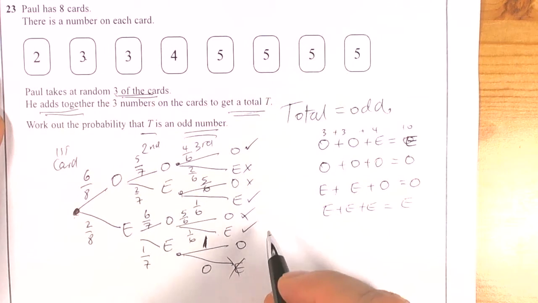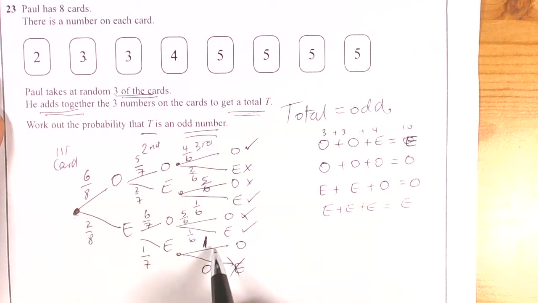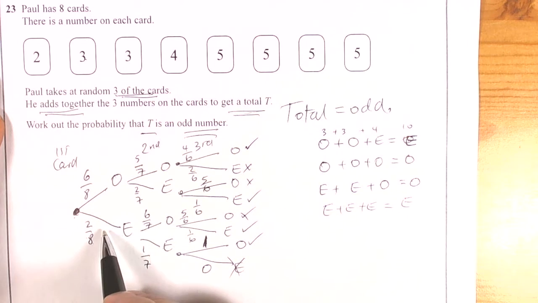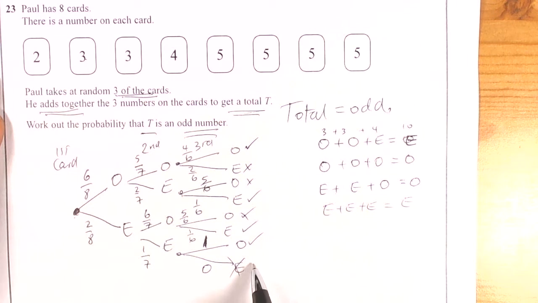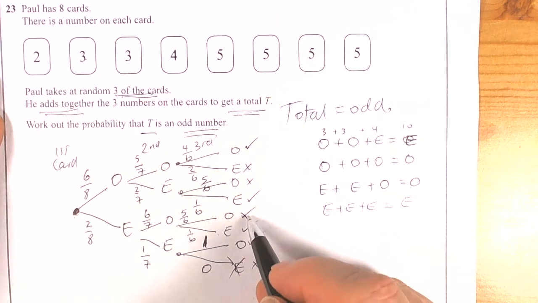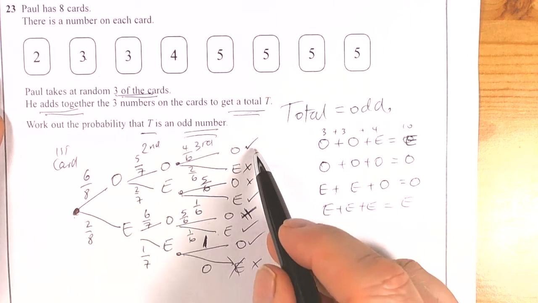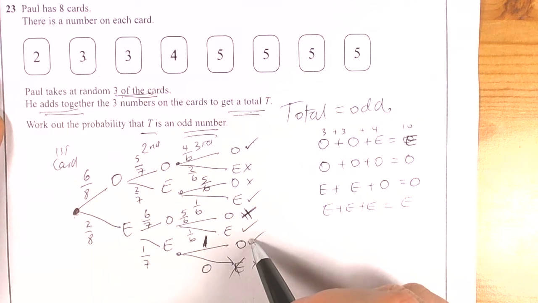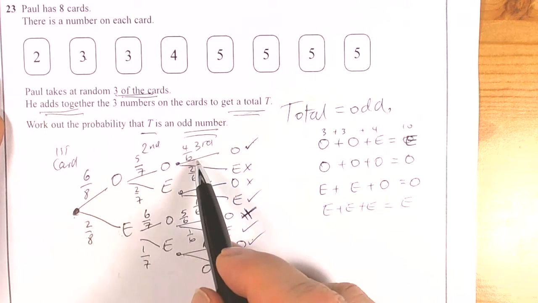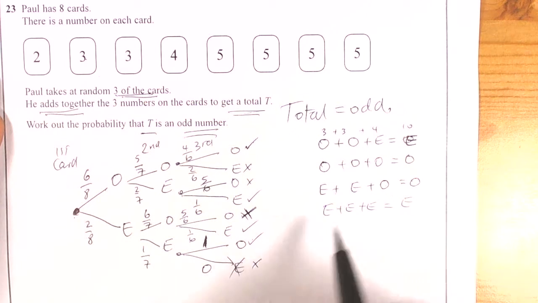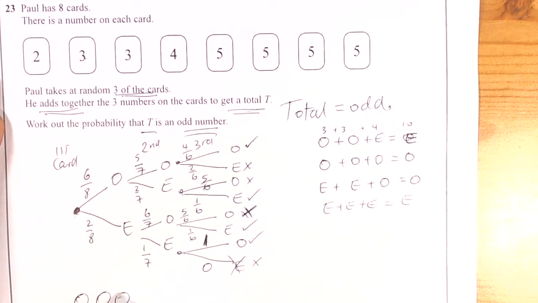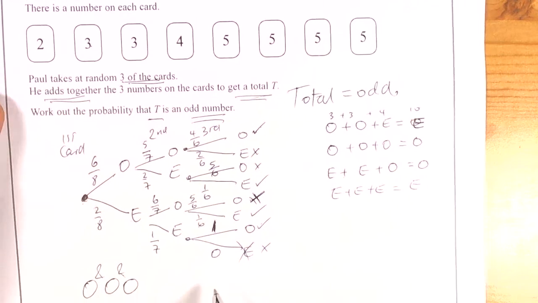Even, odd, even does work. Even, odd doesn't work, and even doesn't work. Okay, so we've got these 4 conditions that work then. So odd, odd, odd. We want that one, and that one, and that one.